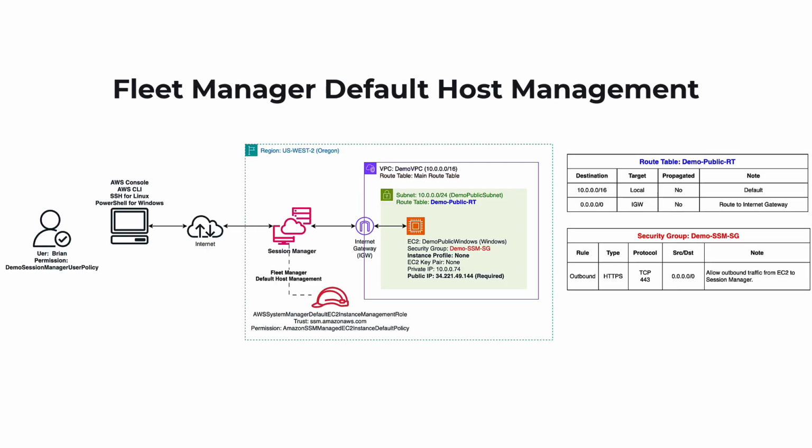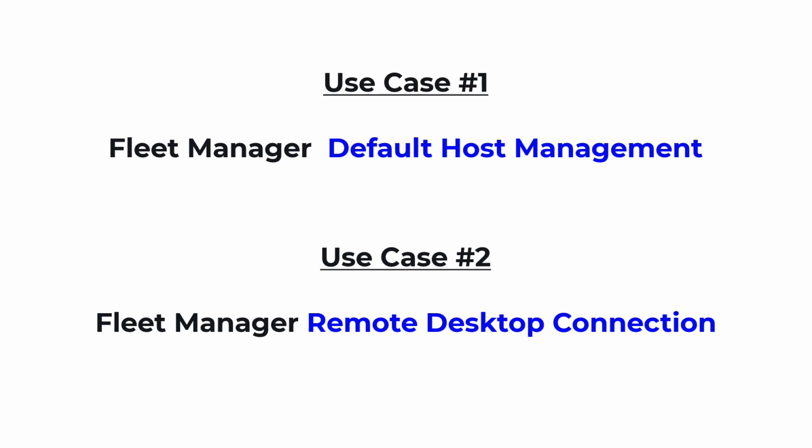Here I have an architecture diagram of connecting to an EC2 using Fleet Manager's default host management feature. Note that the solution is based on Session Manager connecting to an EC2 inside a public subnet. I will explain the components of this solution and show you how to build this yourself. By the way, if you want to get this diagram and steps to build the solution, see the links in the description of this video. There are two use cases we will build. First is connecting to an EC2 using Session Manager with Fleet Manager's default host management.